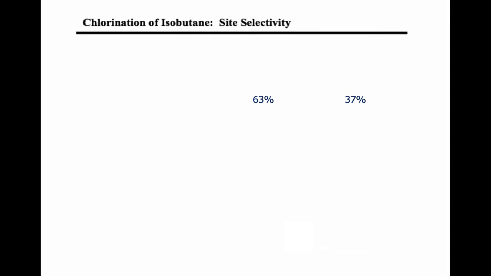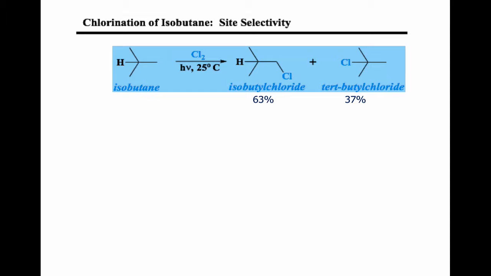Now let's look at the chlorination of isobutane. So here we have isobutane. We're going to chlorinate it, and we get this ratio of isobutyl chloride being 63% of the mixture and tert-butyl chloride being 37% of the mixture. Before I go forward, real quickly on your own paper, calculate what the reactivity must be of a primary versus a tertiary hydrogen. You've got all the data you need to give me the relative reactivities.